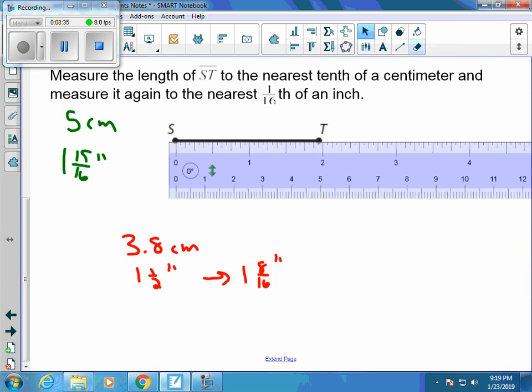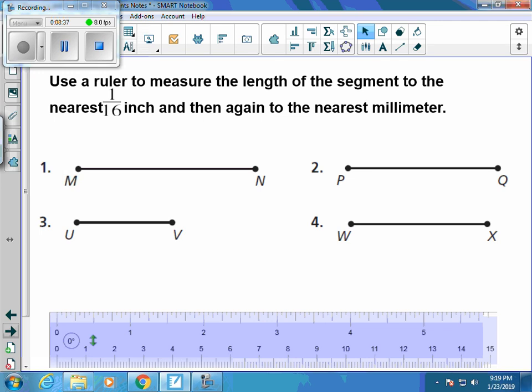Okay, so what I want you to do right now is hopefully you have something around that you can use for measuring. Hopefully you have a ruler, you're in a classroom where you can find a ruler, or you're at home and you have a ruler or a tape measure. I want you to take a little bit of time practicing measuring. We're going to use a ruler to measure the length of the segment to the nearest 16th of an inch, and then again to the nearest millimeter. This time not to the centimeter, to the nearest millimeter. I want you to pause the video quick and try that. I'm going to throw my answers up here in a second, and we'll go from there.